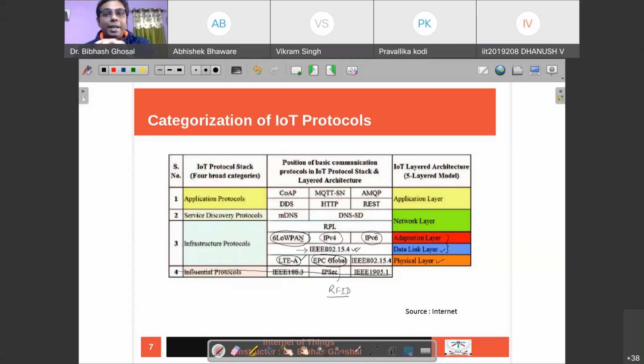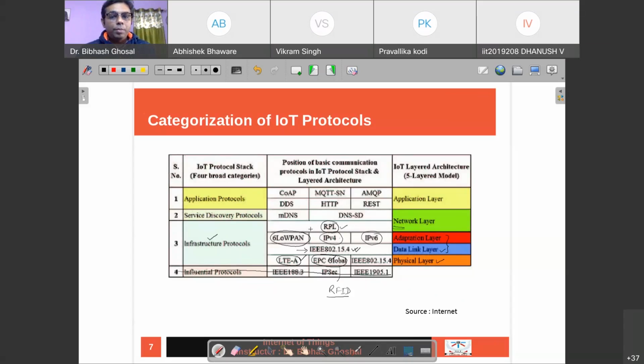So how can you integrate that? That is the reason why this was there. And this is kind of an adaptation layer. So together they form these infrastructure protocols. And then we also have the routing protocols, which we call RPL. This actually falls in the infrastructure protocols as well as in the network layer, because it's all about how you route the data from, let's say, the gateway to the cloud or to some other server. So this is the routing protocol. Or maybe how you route the data from one device to the other. So we'll talk about that.